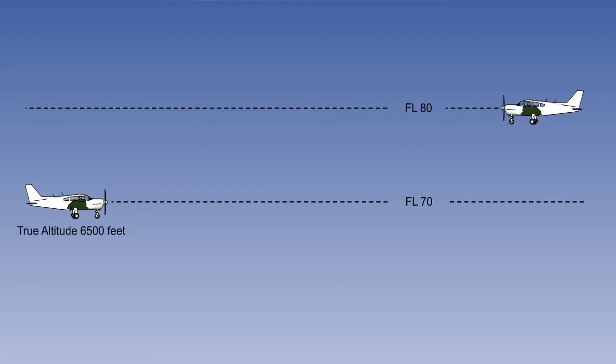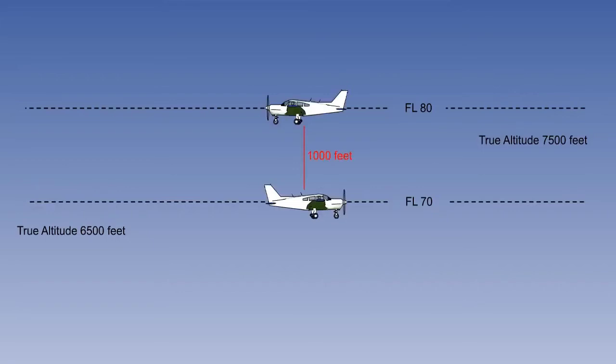It may be that because of barometric and temperature error, this aircraft is really at 6,500 feet true altitude. But if so, this one will be at 7,500 feet true altitude. They are in the same part of the sky and are experiencing identical barometric and temperature errors. They will still have 1,000 feet vertical separation. Their true altitude doesn't matter, as long as there is no danger of either of them hitting the ground.